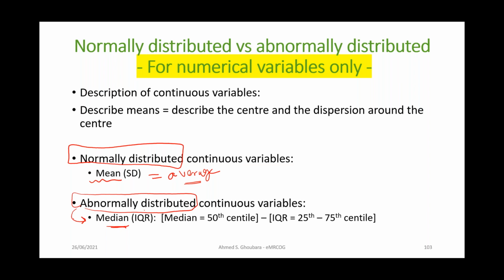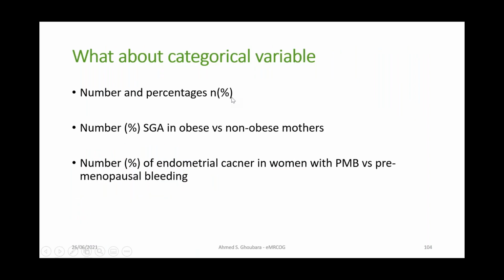So step by step, what is the distribution? Normal: mean. Abnormal: median. And with the mean comes the standard deviation; with the median comes the interquartile range. Good. Next question.